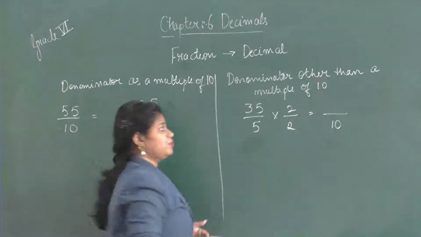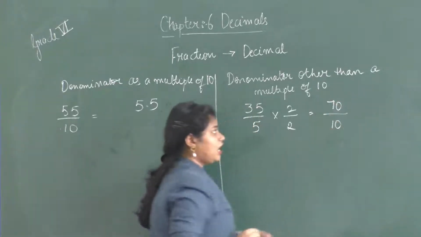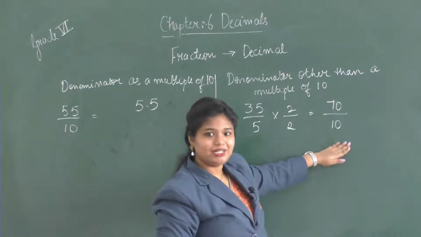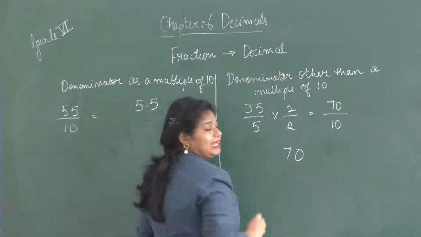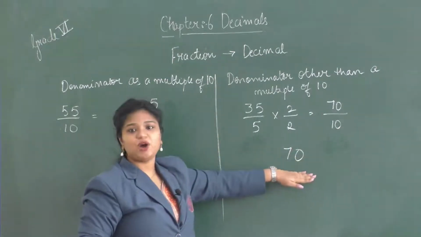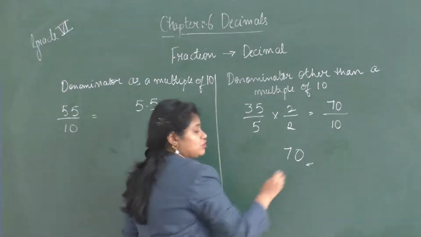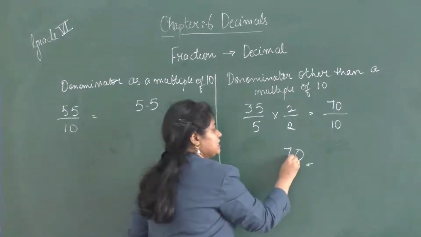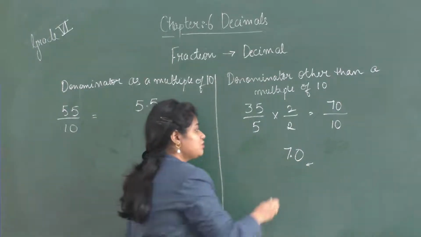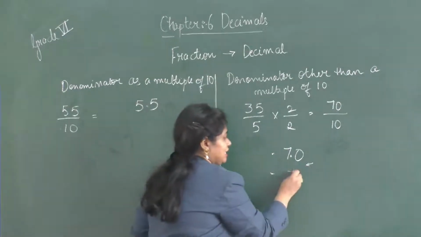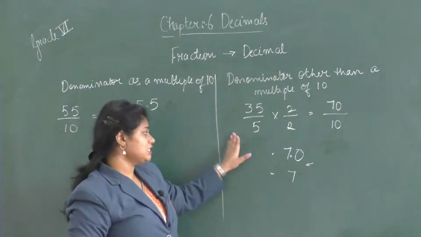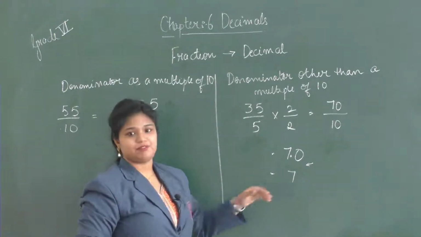So 35 into 2 is 70. Now we again got a fraction with the denominator as a multiple of 10, or 10. So here we will write the numerator as it is. Now since there is 1 zero in the denominator, we will leave one digit from the right. So we will place the decimal point between 7 and 0. So your answer is 7.0. Now you can also write 7.0 as 7. So the decimal form of the fraction 35 by 5 is 7.0 or 7.